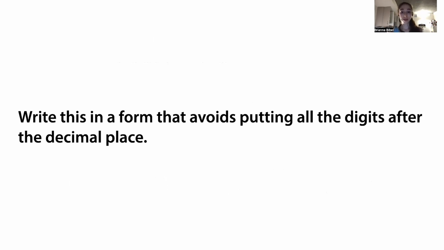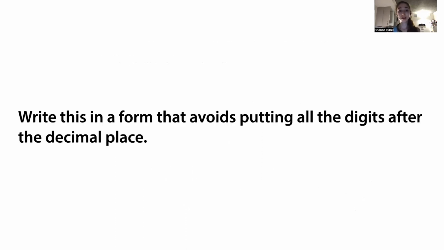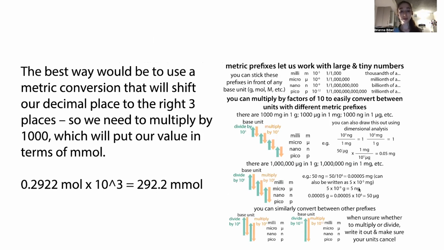So now write this in a form that avoids putting all the digits after the decimal place. So 0.2922 would be kind of hard to work with and not that easy to think about. So if we write this in a form that uses a metric prefix that allows us to make it easier to work with, what would be the best metric prefix to use? Because our metric prefixes are basically going in terms of 1,000, we can move our decimal places by 3 to the left or 3 to the right to go between different scales. So the most convenient would be to go 3 to the right.